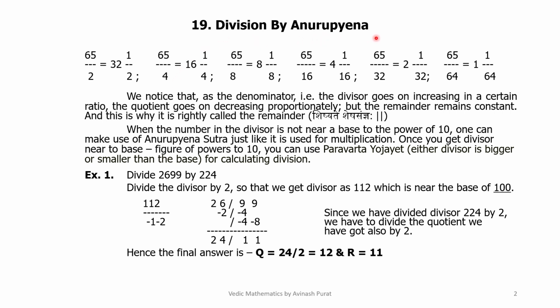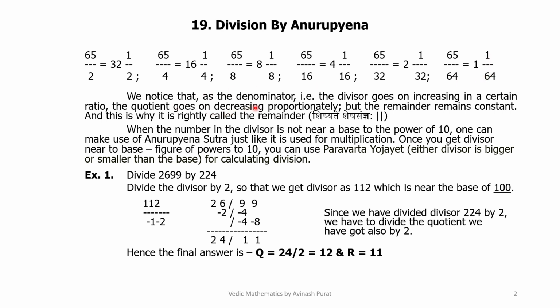Division by Anurupyena. 65 by 2 equal to 32 and a half. 65 by 4 is equal to 16 and 1/4. 65 by 8 equal to 8 and 1/8. 65 by 16 is 4 and 1/16. 65 by 32 is 2 and 1/32. 65 by 64 equal to 1 and 1/64.